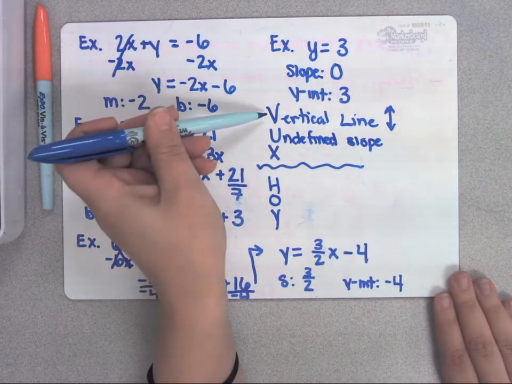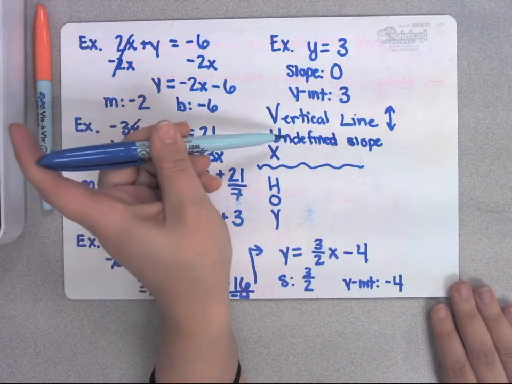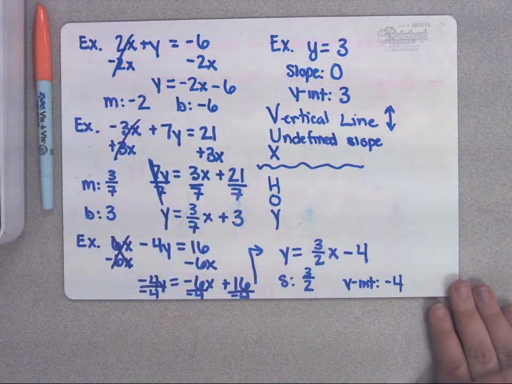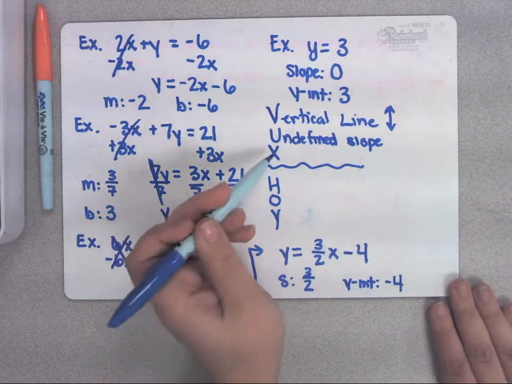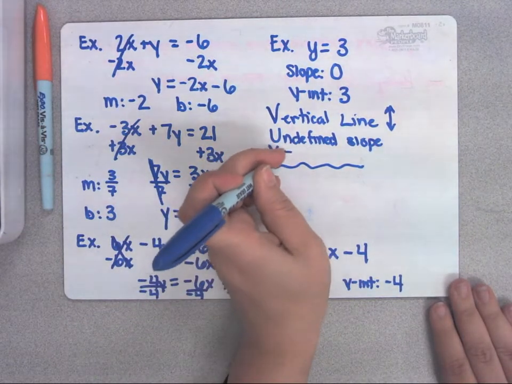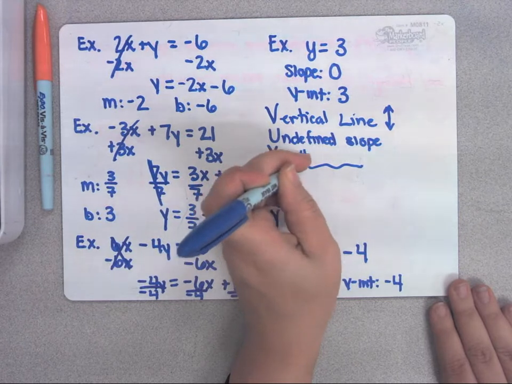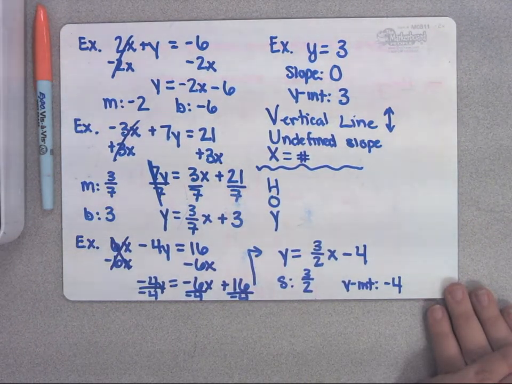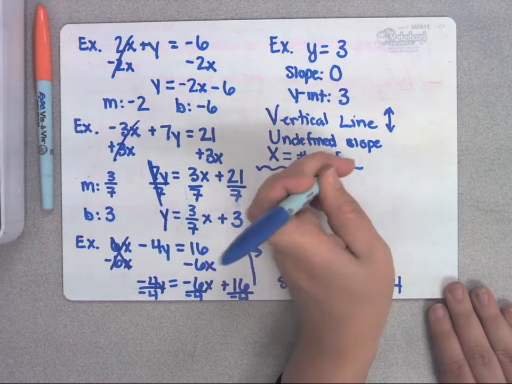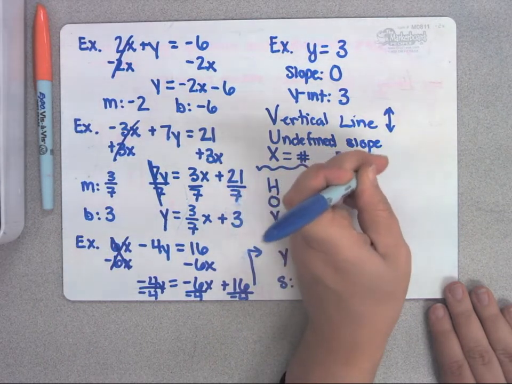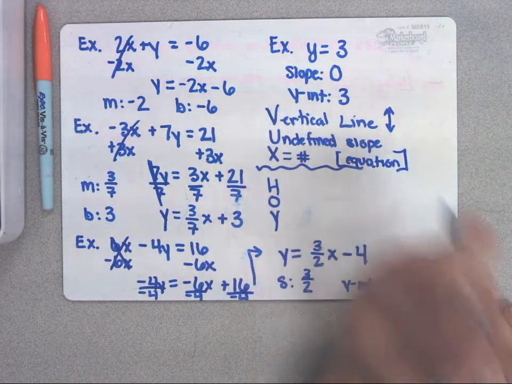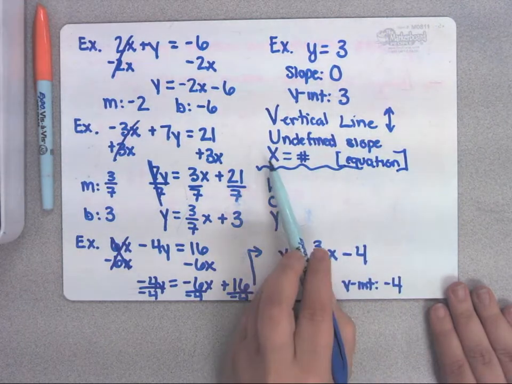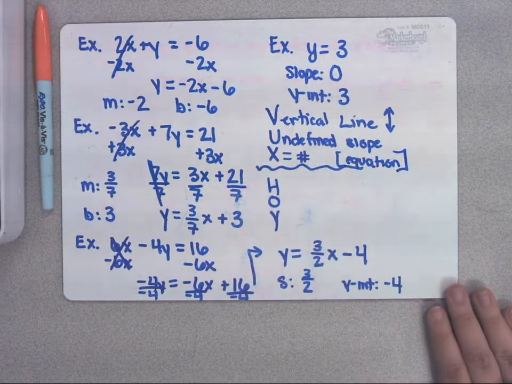So vertical lines have an undefined slope and their equation looks like this. x equals a number. That's our equation. So they'll only have one variable. It'll be x equals a number. That is their equation. So if we ever see x equals something, just like y equals, we'll know it. Now it can help us graph it.